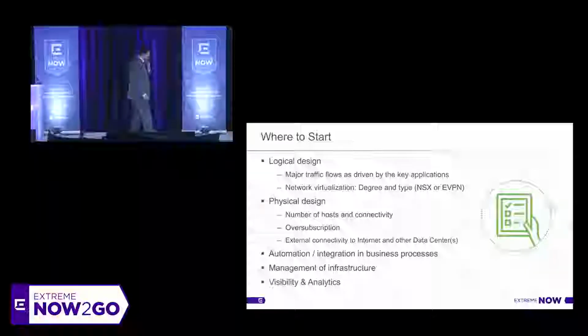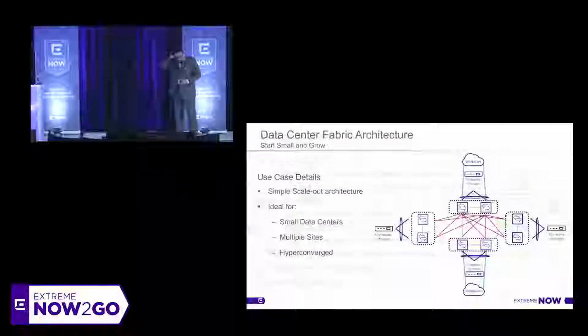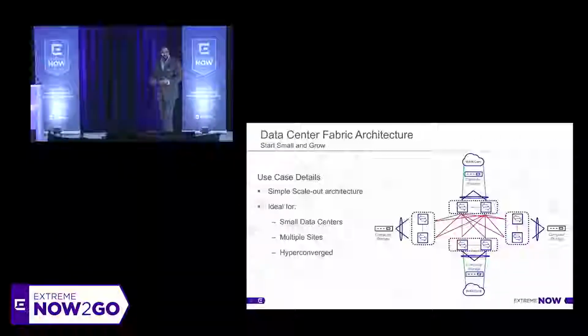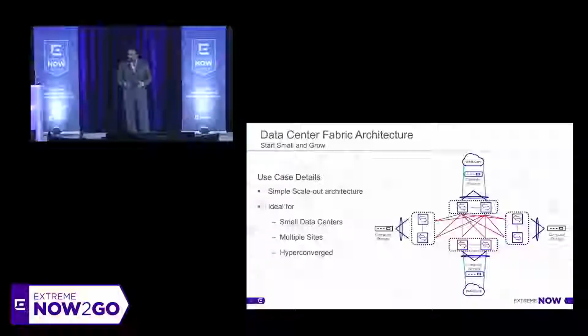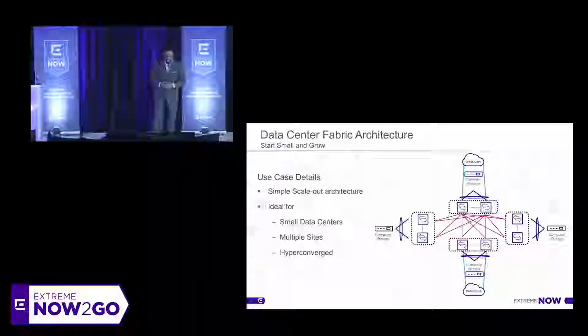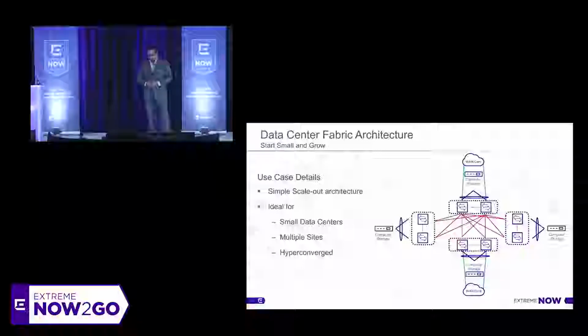So let's just look at one simple data center which Extreme can provide. In this case, we can start very small. A very small data center can be just a pair of switches in your data center acting as one logical entity. What this pair of switches does is have your servers connect into it, your storage connect into it, and also your WAN or core connecting into it as well. So it's a multi-function pair of switches doing that functionality.